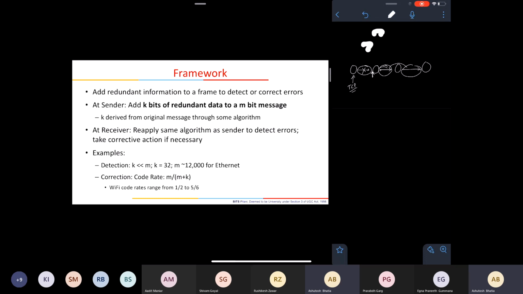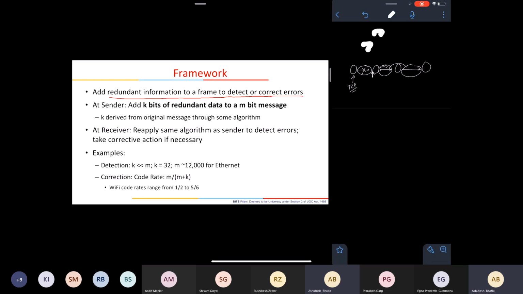Now let's see the overall framework, before directly jumping into the exact algorithms and protocols, of how we detect errors. Let's see a common framework, which will give you a fair idea about all the terminologies we'll use in future. At the same time, it will give you the theoretical background. The whole idea behind any error correction and error detection technique is to add redundant information to a frame to detect or correct errors.